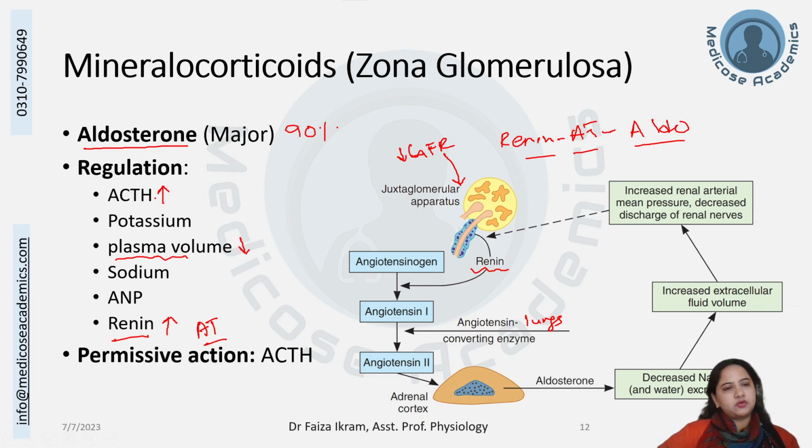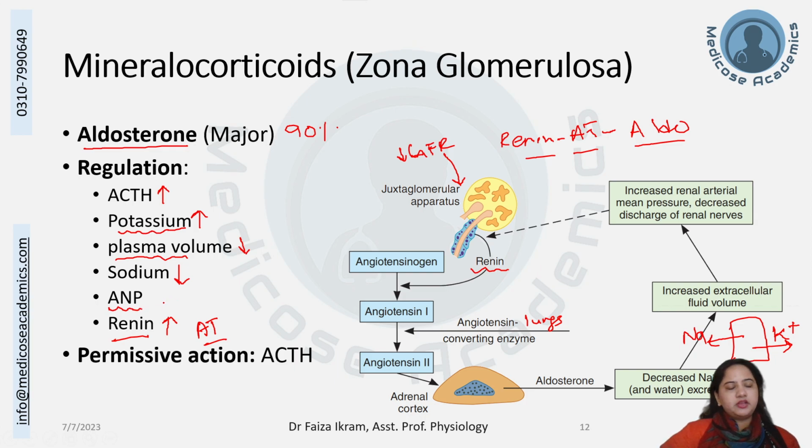This is going to stimulate the adrenal cortex to produce all the hormones. Potassium, where does it fit? Aldosterone stimulates the reabsorption of sodium, whereas it stimulates the secretion of potassium. So whenever there is hyperkalemia, aldosterone will be stimulated. Whenever there is hyponatremia, aldosterone will be stimulated.